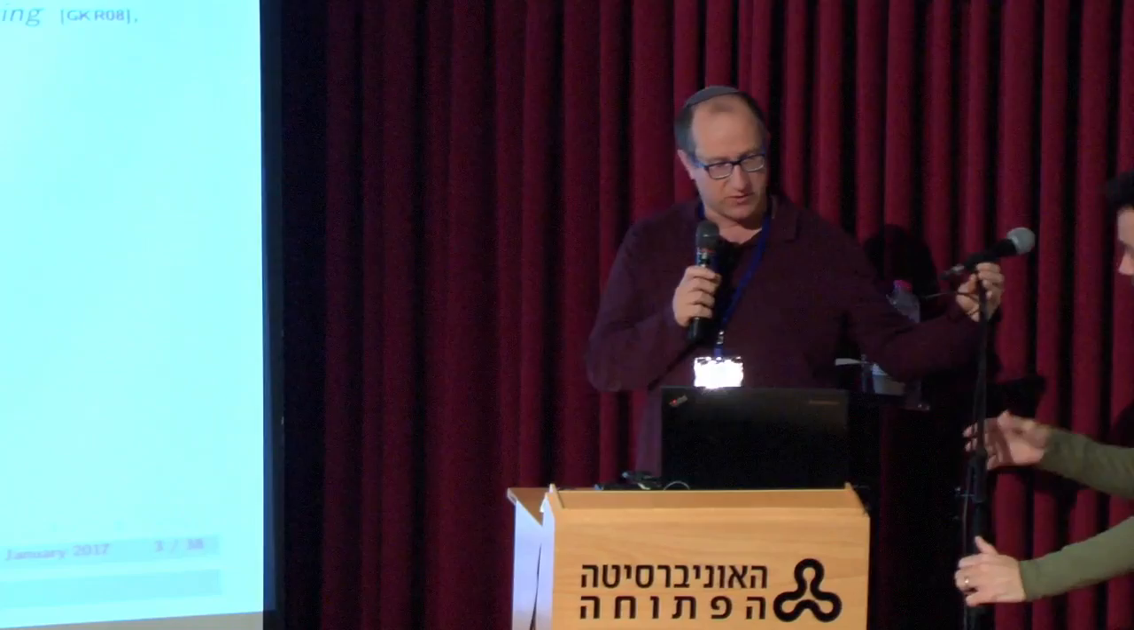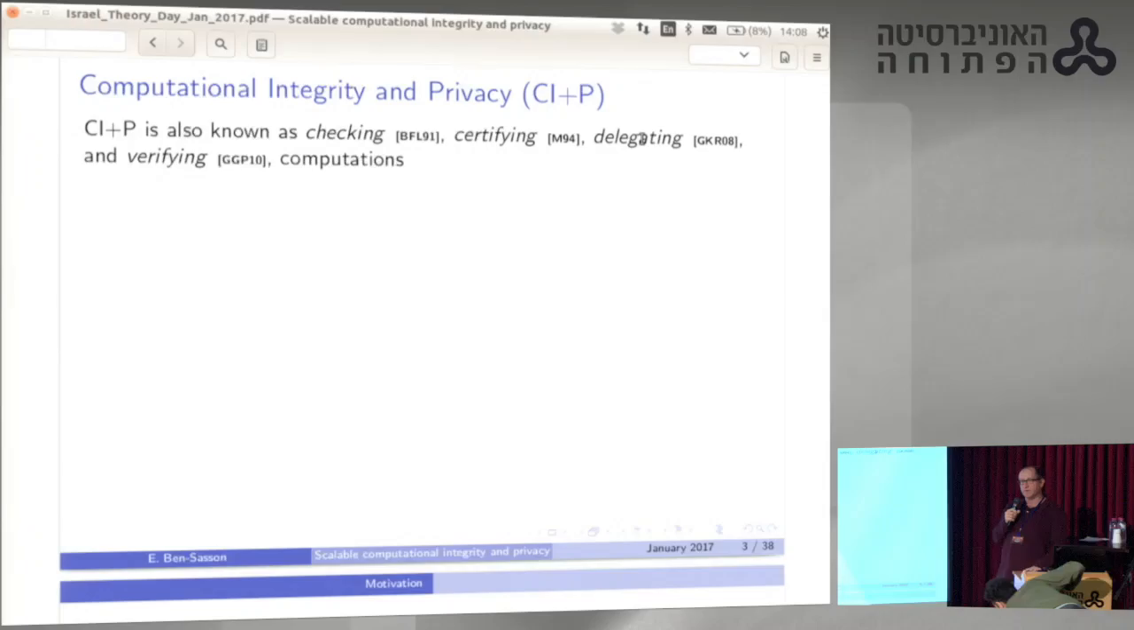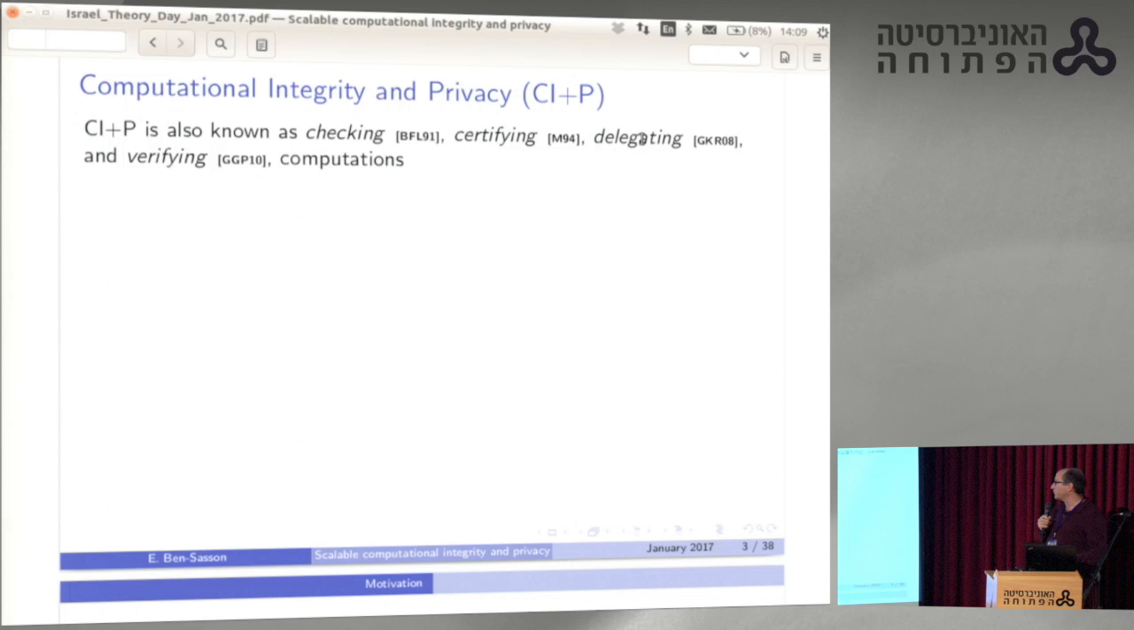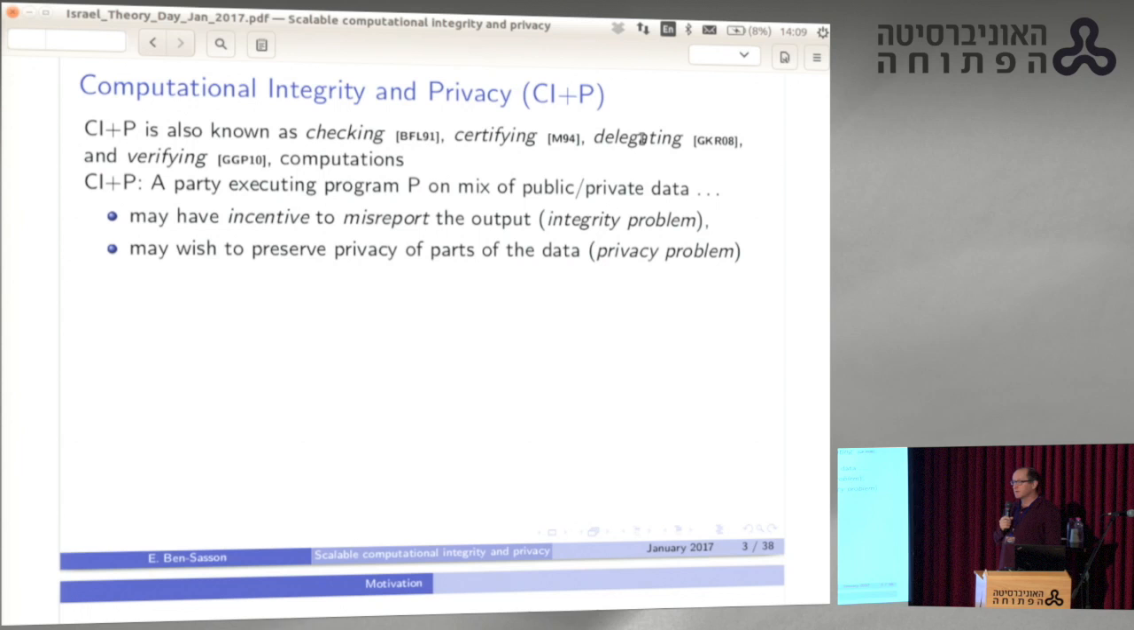The problem I'm talking about, I'll call it computational integrity and privacy, and it's also known by a bunch of other names such as checking, certifying, and so on, computations. And it's really a pair of problems. We have a party that is executing some computer program on a mixture of public and private data, and often this party has an incentive to cheat about the output of the computation because it could benefit from misreporting the output. And there is another problem of privacy, which is that that party may wish to preserve parts of its input as private.